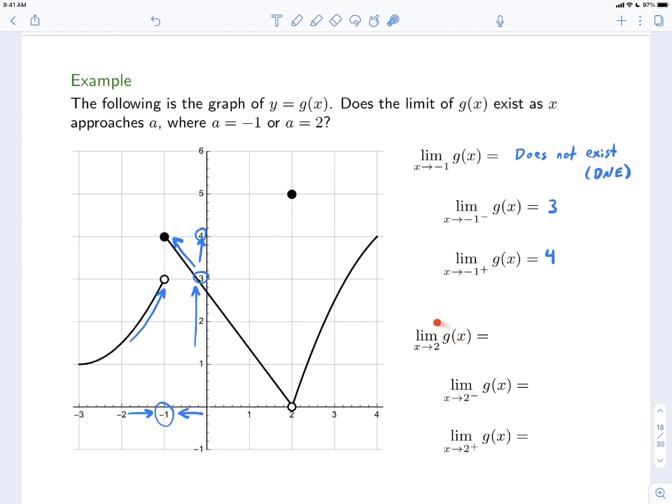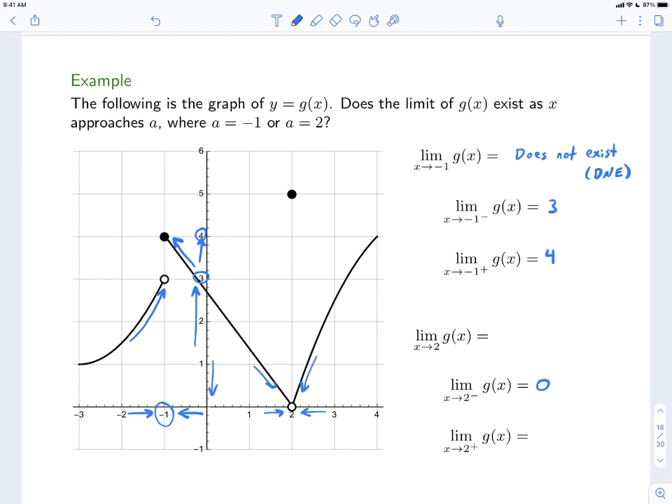Well, what about the limit as x approaches 2? Now we're over here. So as x approaches 2 from the left, you're moving along the graph towards the point with coordinates 2, 0. So what does that tell you? That tells you that the y values are getting close to 0. What about if you're approaching from the right? Well, if you're approaching from the right, then again, you're moving along this curve.